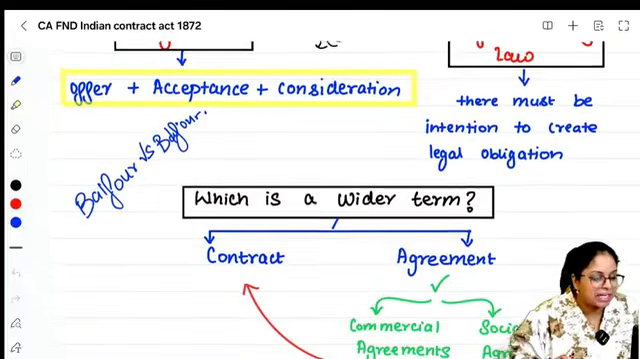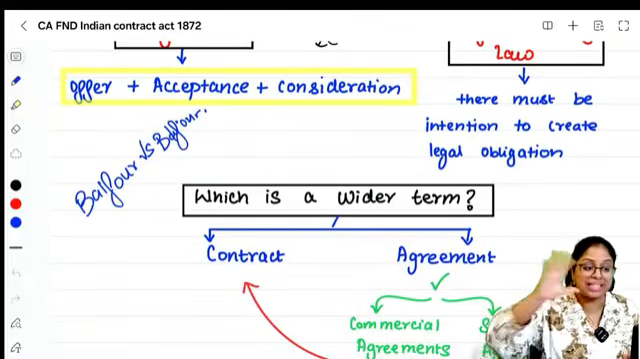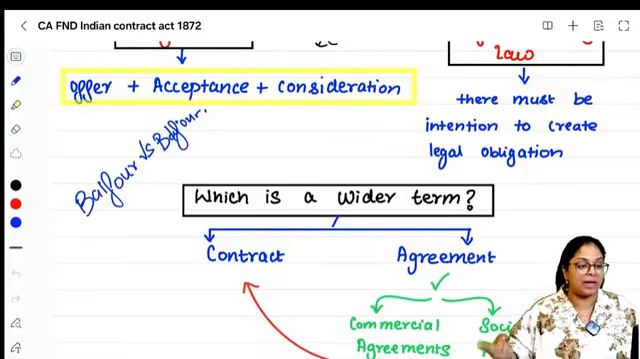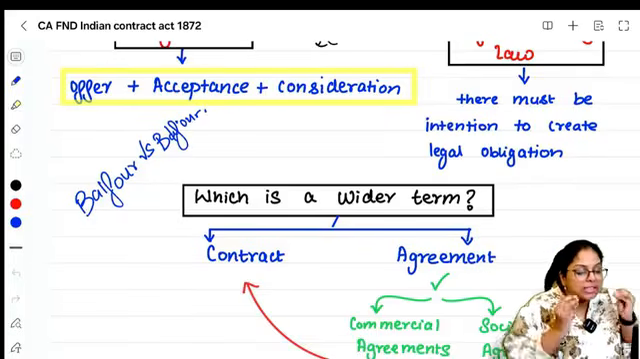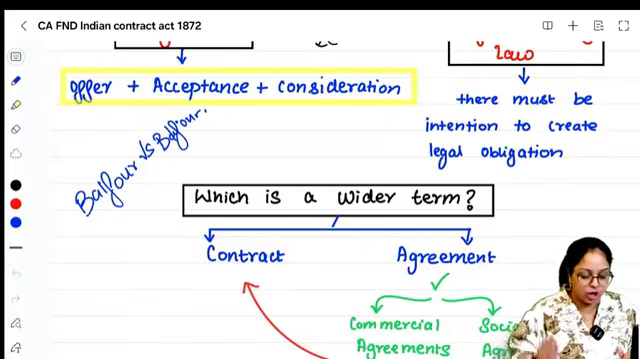Is that clear? Next is, which is a wider term? Is it contract or agreement? Obviously agreement is a wider term. Agreement includes social as well as commercial agreements. ஆனா contractல என்ன மாதிரி agreements தான் வரும்? Mostly commercial. Mostly those agreements which have an intention to create legal obligation.